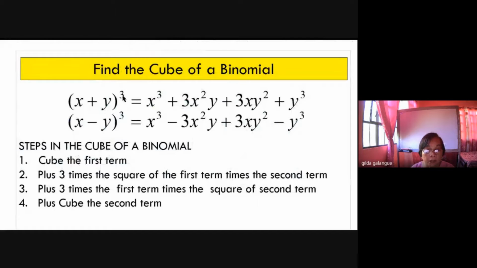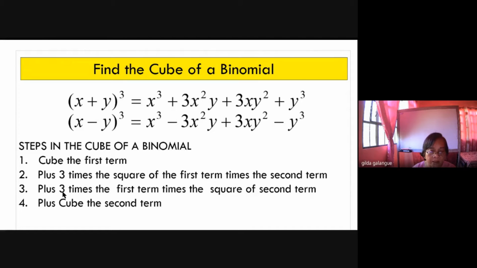Right. So we have the following steps in finding the cube of a binomial. The first step is to cube the first term in (x plus y) quantity cubed. So we cube the first term, x cubed, plus 3 times the square of the first term times the second term. The first term is x, we need the square, times the second term: 3x squared y.